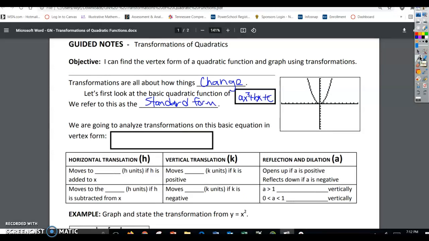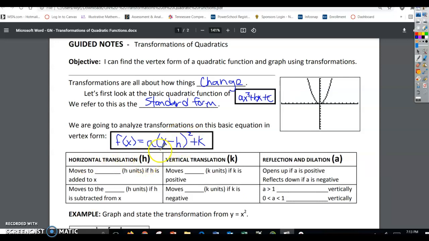All right, we're going to analyze transformations on this basic equation in vertex form. So instead of looking at standard form, we are going to look at vertex form. So vertex form is f of x equals a times (x minus h) squared plus k.